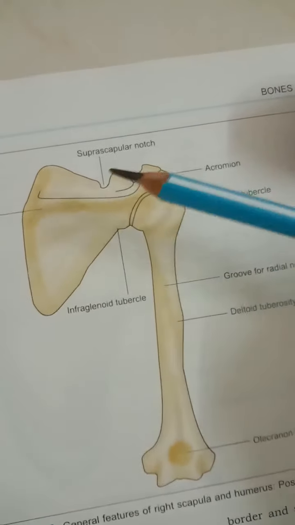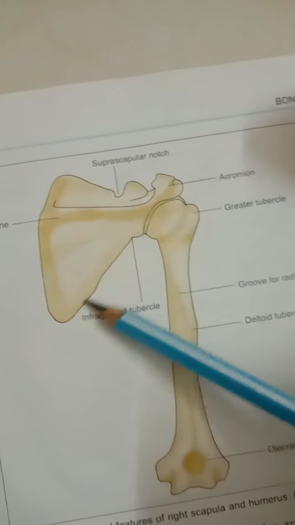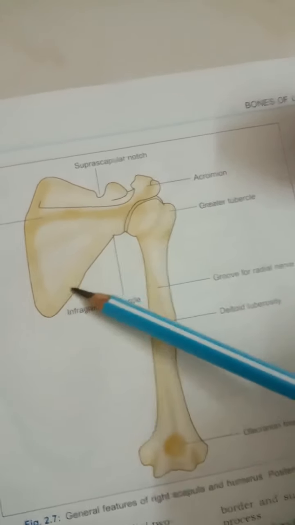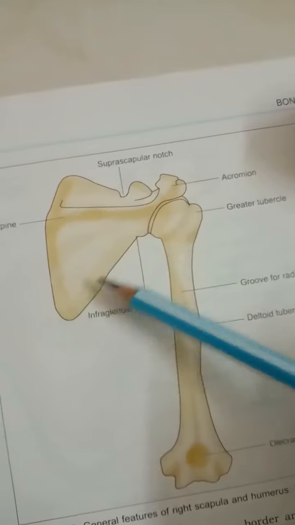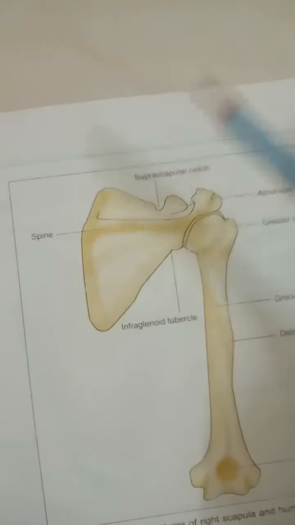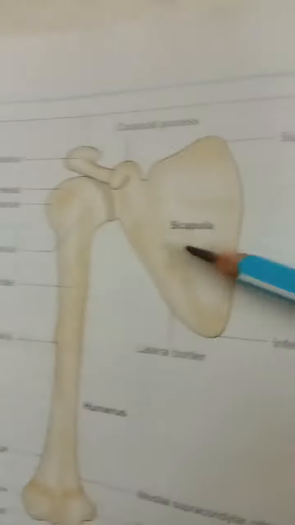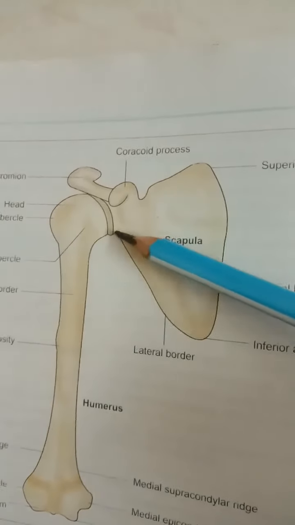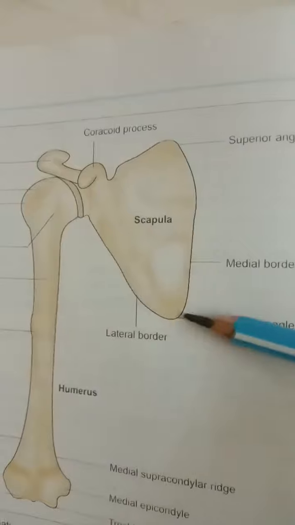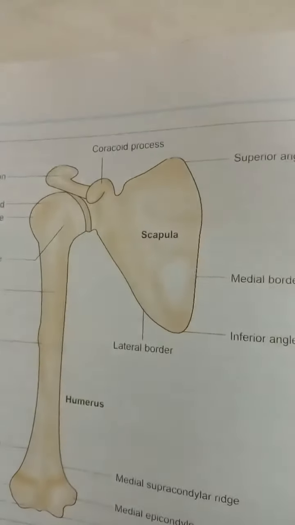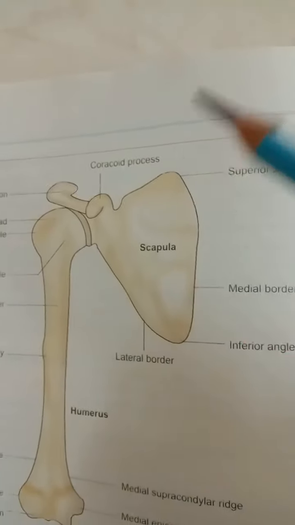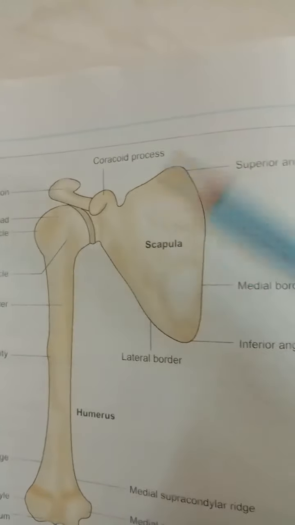Then the lateral border. This one, the lateral border, is the thickest and runs from the glenoid cavity above to the inferior angle. So that is the posterior view and that is the anterior view. So this is the lateral border, which is the thickest border, starting from the glenoid cavity to the inferior angle. So this fixes the side determination of the scapula.